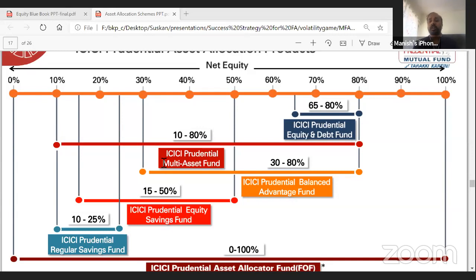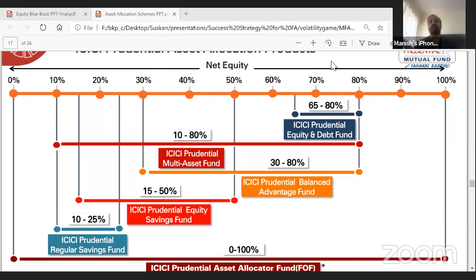Now the last product in this bucket is, if your investor further says, "No, I want something more conservative, can I have a product which is extremely safe on the asset allocation side," you can give ICICI Prudential Regular Savings Fund, where the equity level ranges between 10 to 25%. The only caveat you have to notice is that Regular Savings Fund is the only fund having debt taxation. Rest all, Equity Savings Fund, Balance Advantage Fund, Multi-Asset and Equity Debt Fund, all enjoy equity taxation. So that's the product basket from ICICI Prudential.